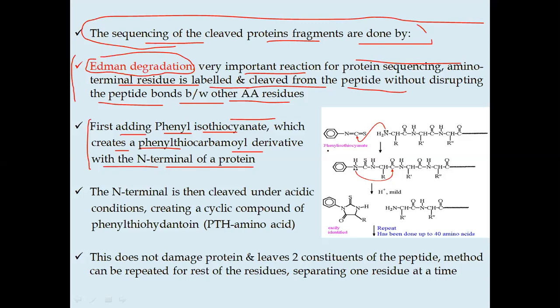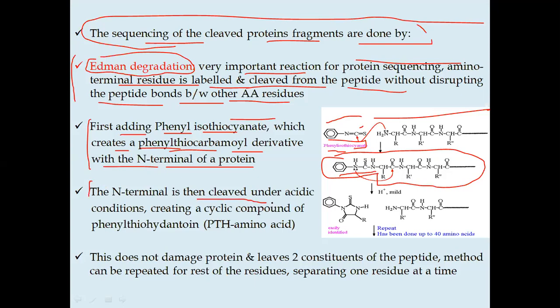So you can see here phenyl isothiocyanate is added to a polypeptide. This is a polypeptide, and this is the chemical. It creates the phenyl thiocarbamyl derivative. You can see here it combined with the amino terminal side.